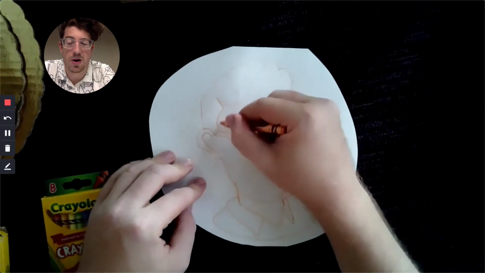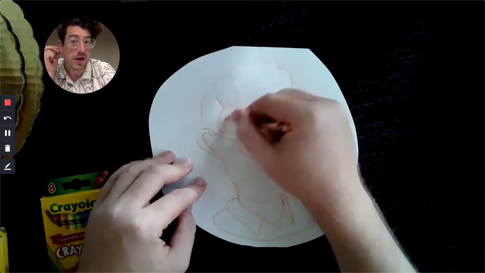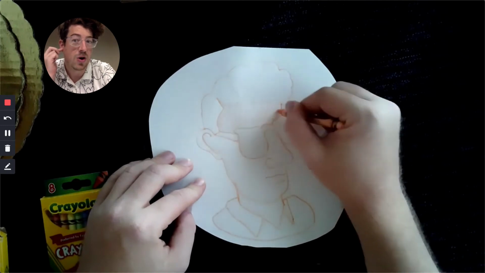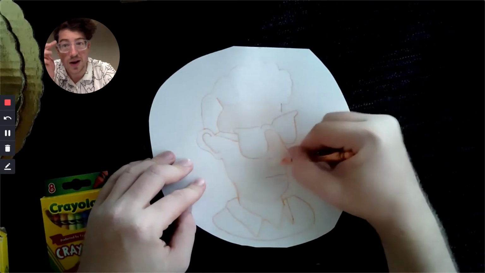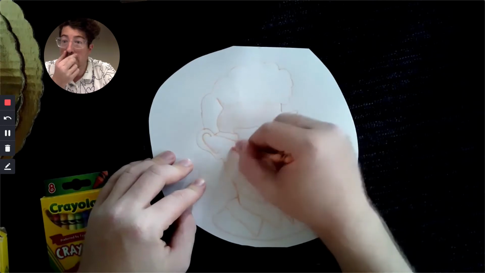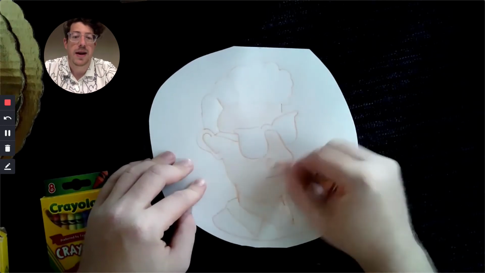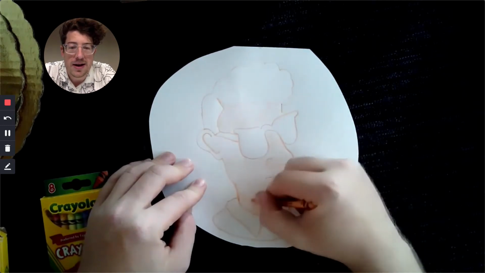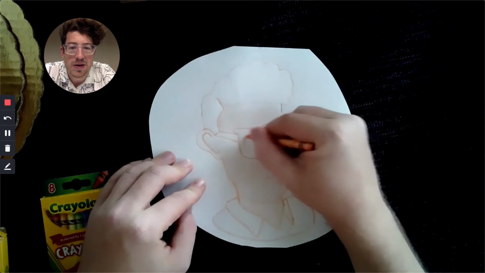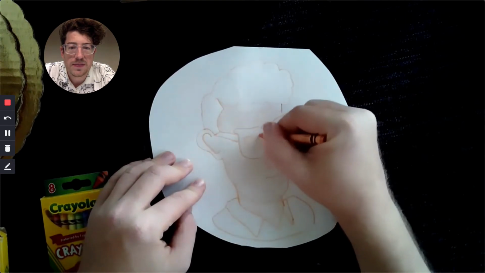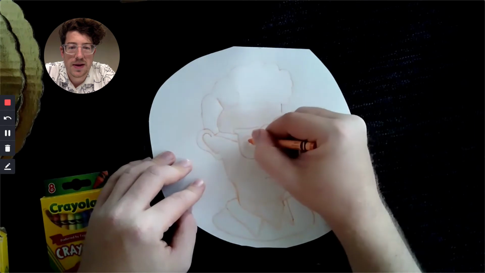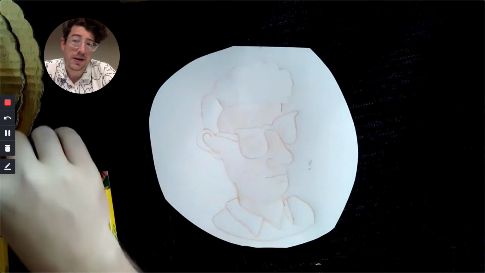Adding in all those details. When we draw ears, we want to make sure that we draw all the parts of our ears. We want to put in eyebrows and nostrils. Right now, I'm just taking that crayon and starting to fill in my face. And I could just stop there, and that's pretty good.